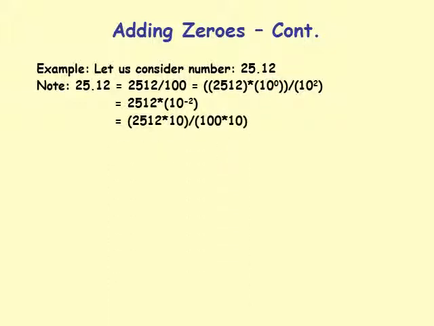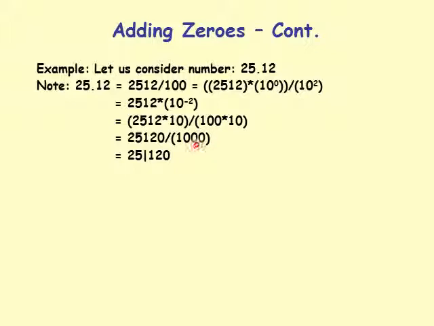Okay? So that is equal to, now we're going to multiply and divide by 10. Multiply by 10 in the numerator and multiply by 10 in the denominator. Which is equal to 25120 divided by 1000. So we took the number here and multiplied by 10. And that's like 25.